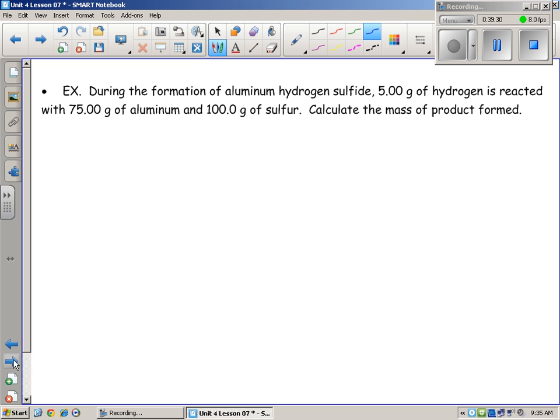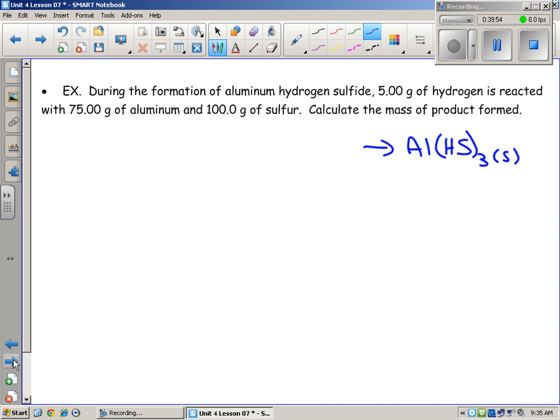Formation of aluminum hydrogen sulfide. Hydrogen sulfide is a polyatomic ion. It is in the top left. It's not a very common one. We haven't done it for probably quite some time here. Aluminum hydrogen sulfide. Aluminum is a 3+, hydrogen sulfide is a 1-. So we'll do that there.